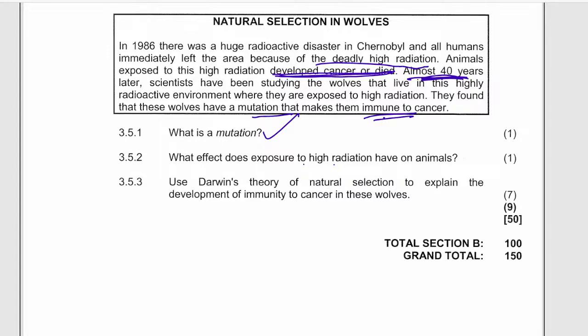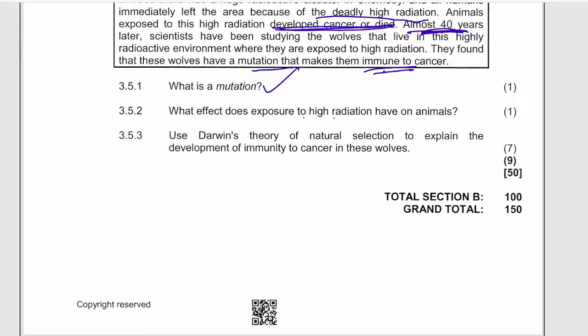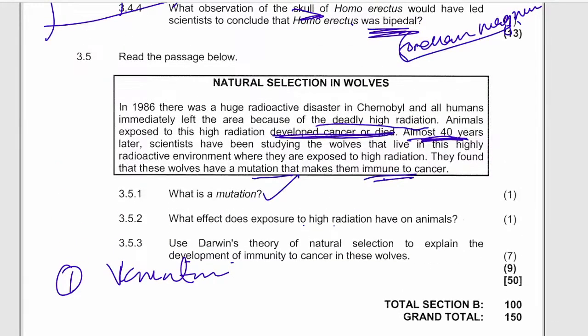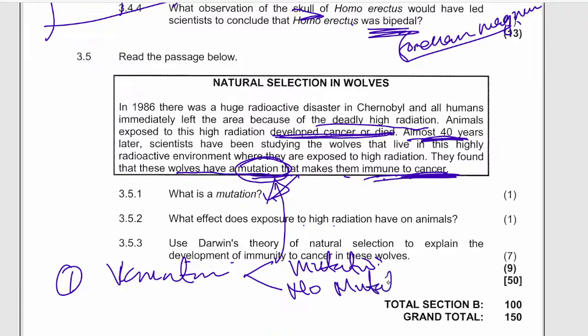What is the story behind here? Remember, natural selection using Darwin's theory. So what are we supposed to explain? The first point is to talk about variation. So there was variation among these wolves, isn't it? So you have to tell us what the variation was. Some wolves had a mutation that made them immune to cancer, and the others didn't have the mutation that makes them immune to cancer.